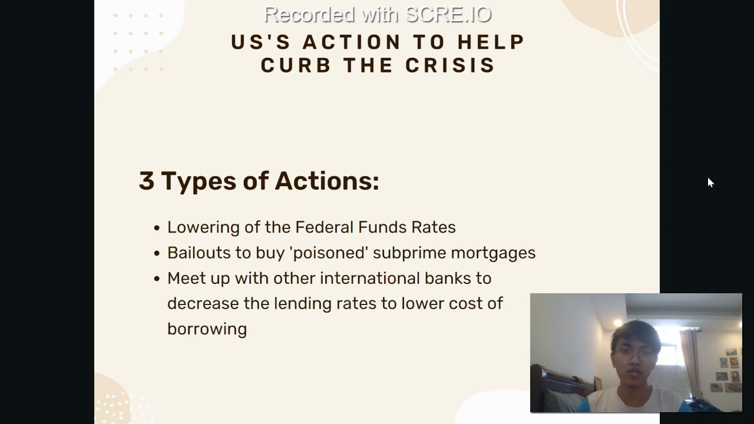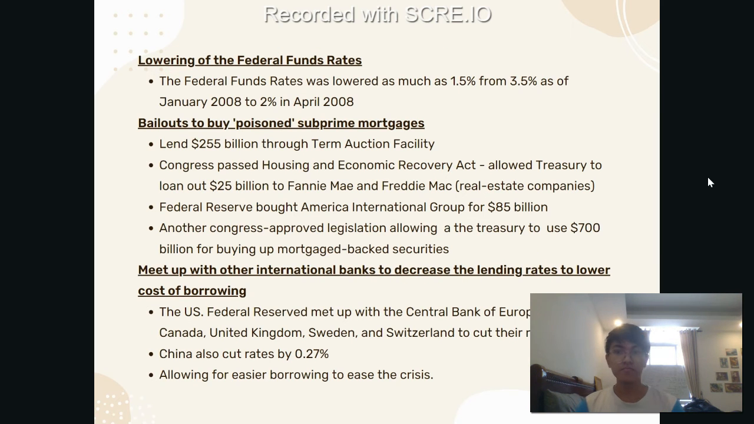So, how did the US action help curb the crisis? Well, there were three. First is lowering the federal funds rate. Second is bailing out by buying the poisoned subprime mortgages. And finally, they met up with international banks and cooperated in order to lower the lending rate, to lower the cost of borrowing, and ultimately help with the global financial crisis. So, firstly, they lowered the federal funds rate from 3.5% to 2%. So there was a decrease in 1.5% in the span of only 5 months.